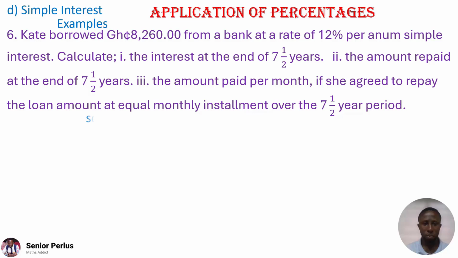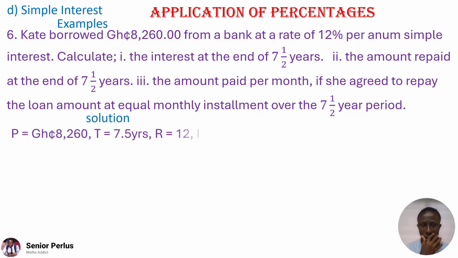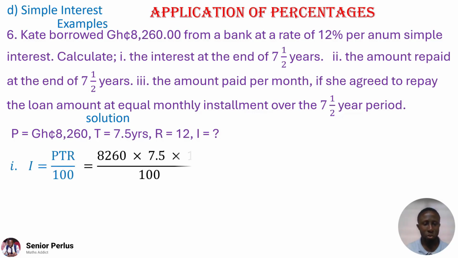Wow. Good. Solution. Since she borrowed, that's our principal, the time, and we're given the rate. And so you should calculate the interest. And you know that the interest is principal times time times rate over 100. So this one, the I, you're able to get it. You had this, right? Good.